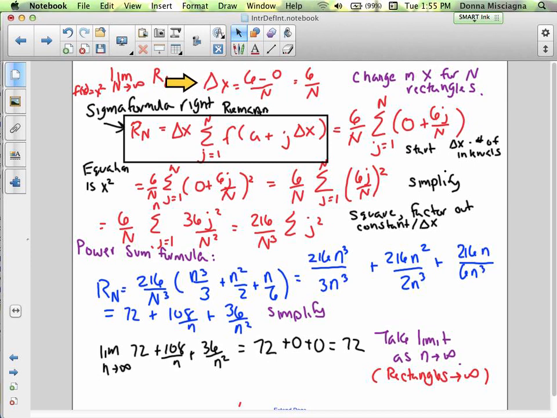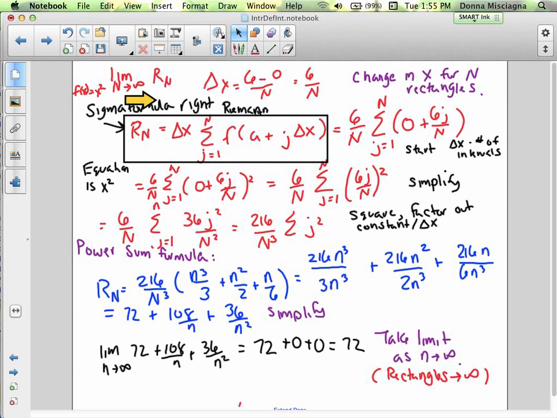All right, so change in x is just like we always did, except now we have n subintervals. So our change in x is for n rectangles. So we have 6 minus 0 divided by n, or 6 over n.